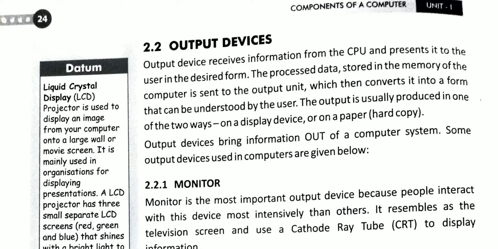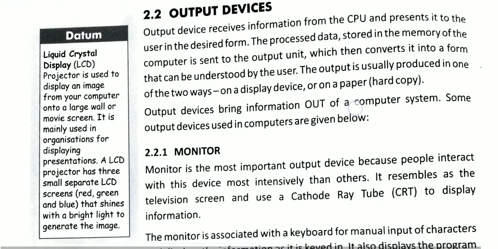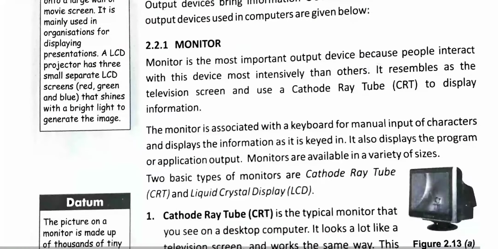So output devices produce the output in two ways. One is display, that is on a flash or any screen. The second one is hard copy, on paper. Two types of output we get. Output devices bring information out of a computer system. Some output devices used in computers are given below. So output devices do nothing but give the output to the user.